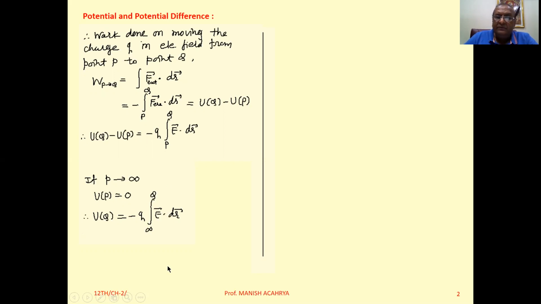So this means that the total work done in bringing charge small q from infinity to a given point in the electric field against the field is stored in it in the form of potential energy, and that is given by the equation U at position Q is equal to minus Q integration infinity to Q E dot dr. Clear to all of you?